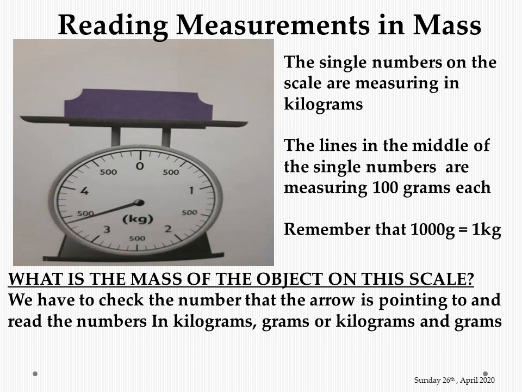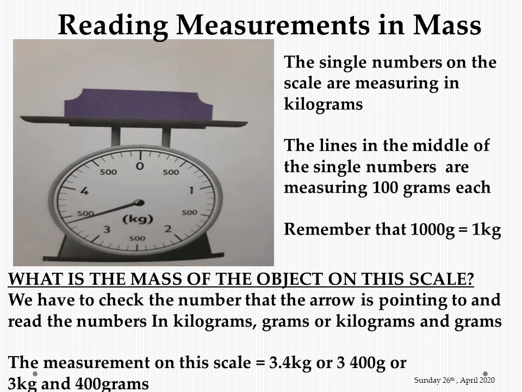Like I said, check where the arrow is pointed to and then read the numbers. It has gone past 3, but it's not on 4 yet. It's somewhere in between. And I said to you the lines in between represent 100 grams each. So it means we have 3 kilograms and 1, 2, 3, 4. It's on 4. That means we have 3 kilograms and 400 grams, or 3.4 kilograms. Or we can say 3,400 grams, because if you convert 3 kilograms to grams, it is 3,000 grams.